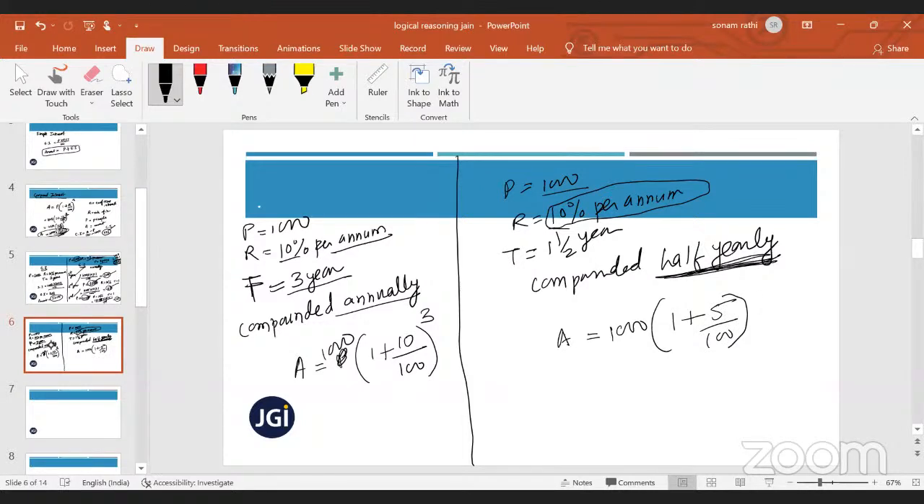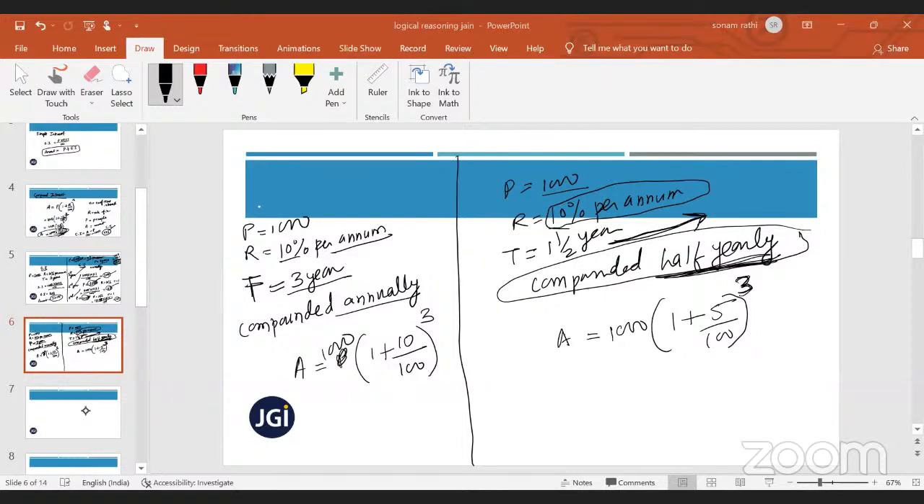Now you have to think, in 1.5 year, how many half years are there? 6 months, then another 6 months, then another 6 months. So three in total. Correct. So now your n will become 3. Okay, so read the question carefully. You have to read the question carefully, then only you can put this value. Okay, and that's how you calculate this one.